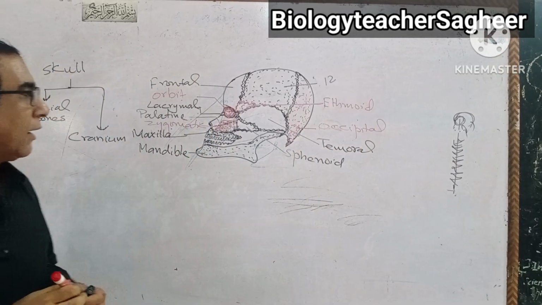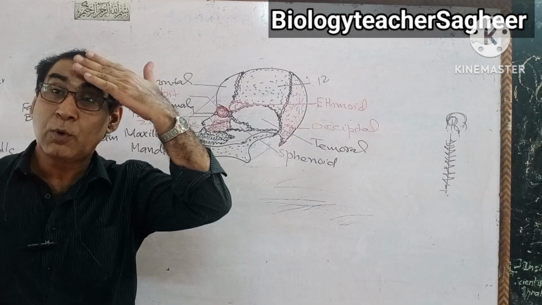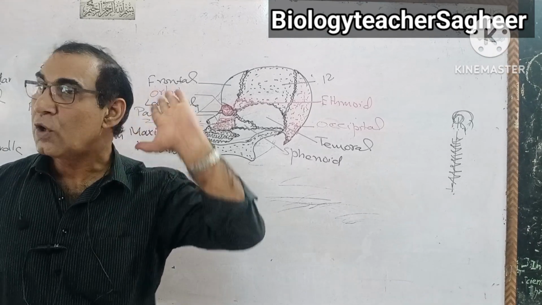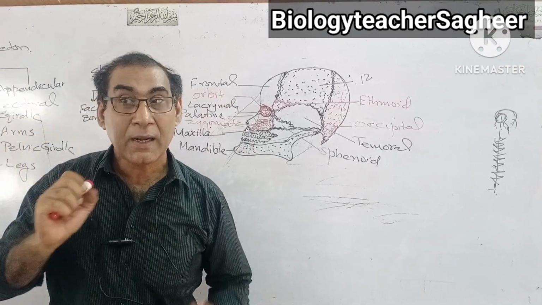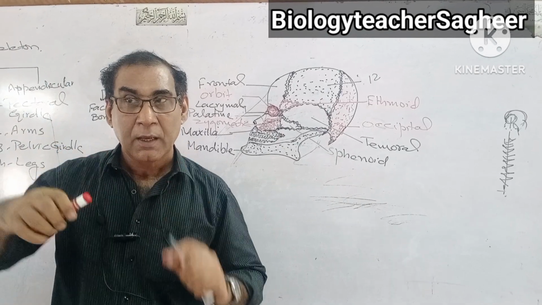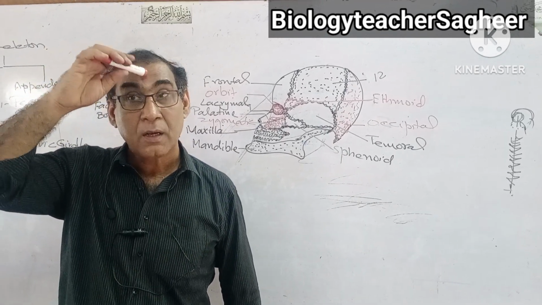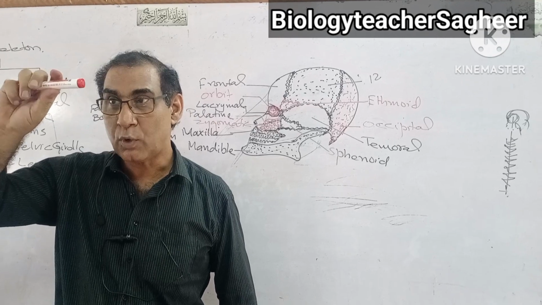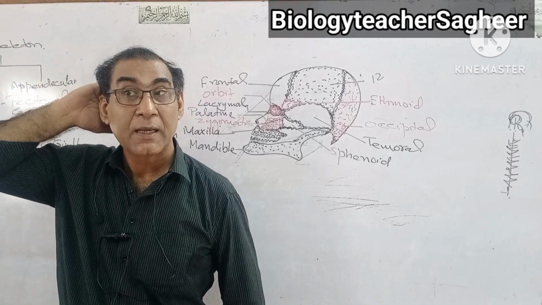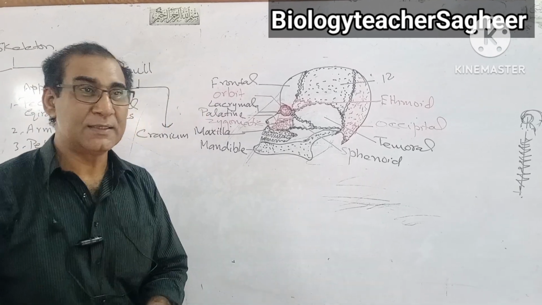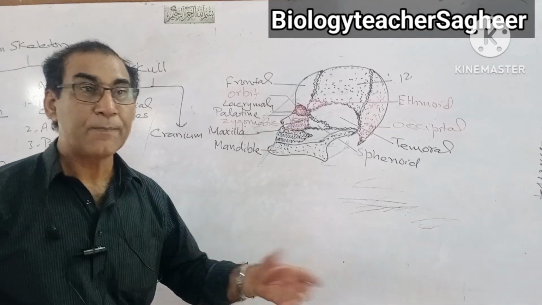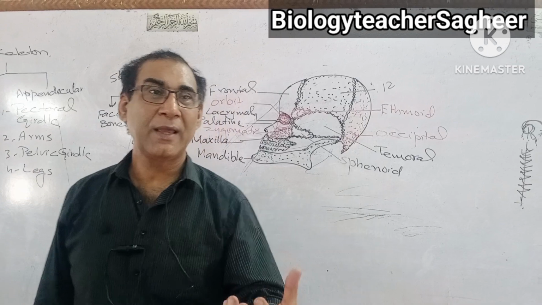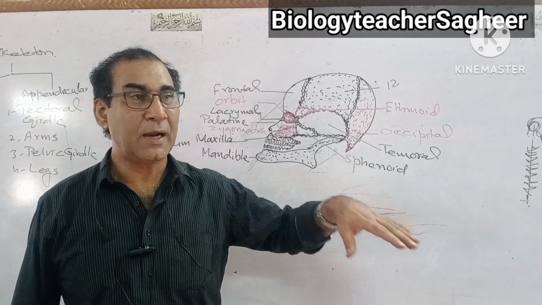And let's see, your frontal bone is single, your occipital is single, your mandible is single. Your mandible is a facial bone, mind it. Your frontal is a cranial bone, and occipital is a cranial bone. All the others are what? The paired bones.